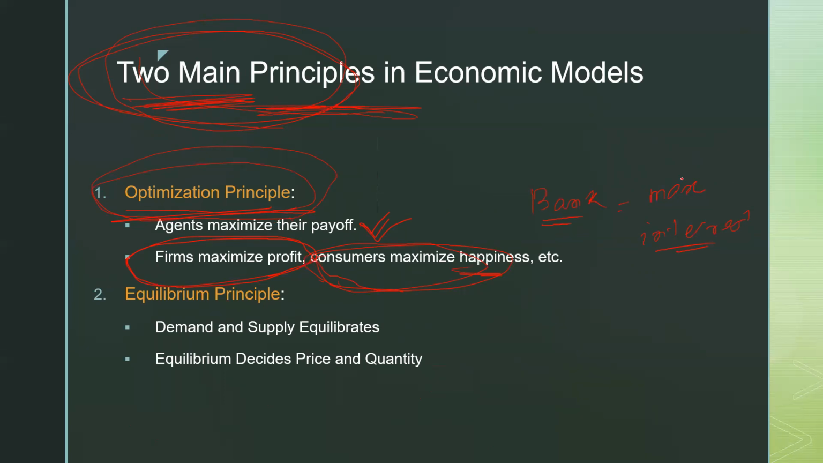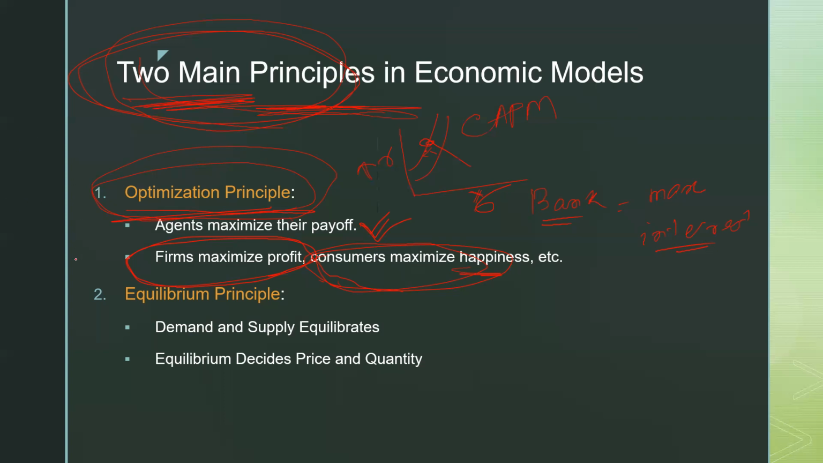For example, in some models, like the CAPM model, you must have heard about it. People don't like the standard deviation of a stock return, right? They don't like risk, but they like return. So their preference is like this. They don't like risk, but they like return, so they try to maximize here. So I just gave you some ideas that in economics, people always maximize their payoffs.